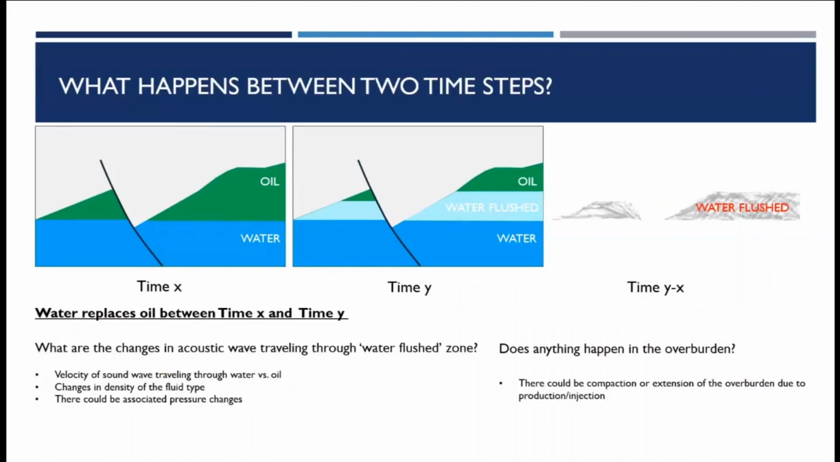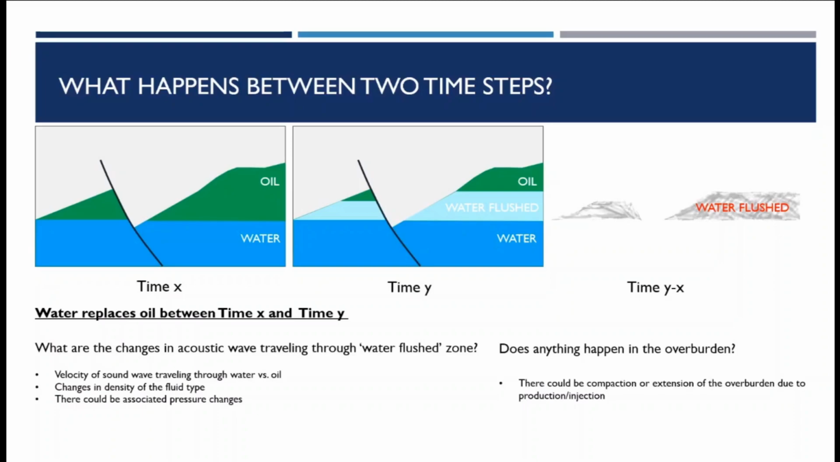But physically, what is happening between these two time steps? In this particular example, you are seeing that the acoustic wave is traveling through this particular zone during this time period, and this time is varying. Essentially, the velocity is changing between oil and water. And there are some changes in density as well because of the fluid type, though it is a very minimal contribution, but still. And there could be associated pressure changes.